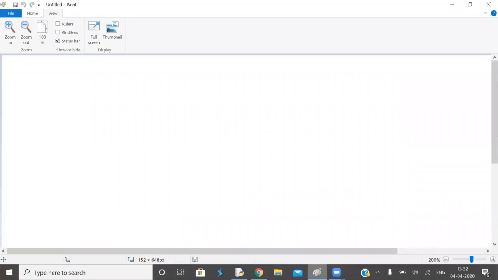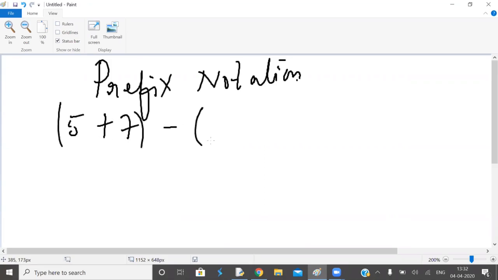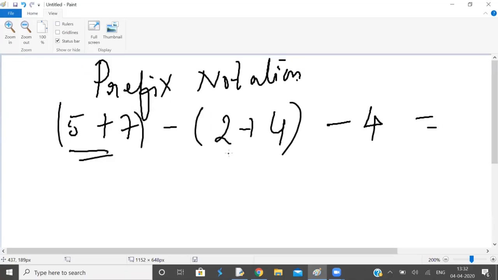We are going to discuss prefix notation of an expression and how to evaluate it. So given an expression 5 plus 7 minus 2 plus 4 minus 4, okay? So net result is, this is 12, this is 6, 12 minus 6, 6, 6 minus 4, 2. Let us express it in the form of a tree.